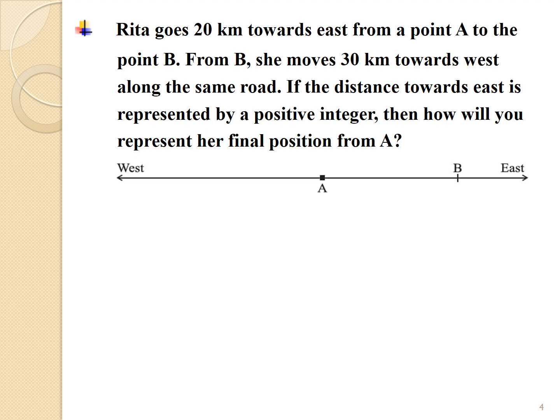Now, question number 6. Rita goes 20 kilometers towards east from a point A to the point B. From B, she moves 30 kilometers towards west along the same road. If the distance towards east is represented by a positive integer, then how will you represent her final position from A?